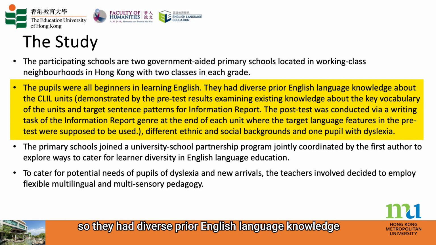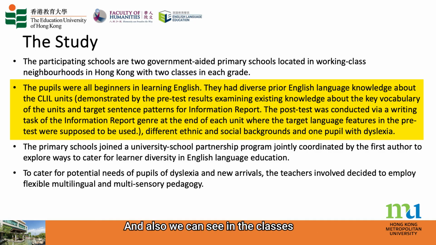So they had diverse prior English language knowledge about the units, demonstrated by the pre-test results examining existing knowledge about the key vocabulary of the units, and also the target sentence patterns for information reports. Because in our project, we use the process genre approach to facilitate students' development of English literacy. So basically, we focus on the descriptive text type, the information report, and the post-test was conducted via a writing task of the information report genre at the end of each unit, where the target language features in the pre-test were supposed to be used.